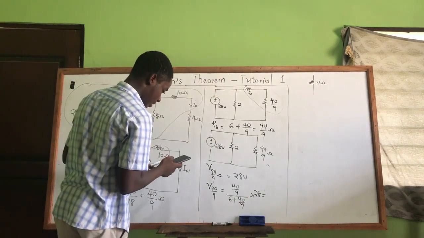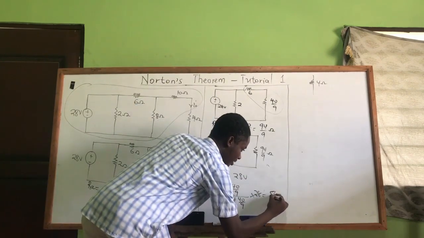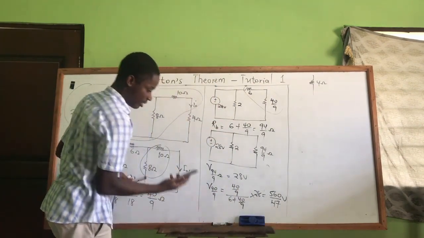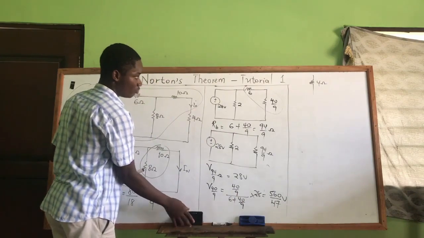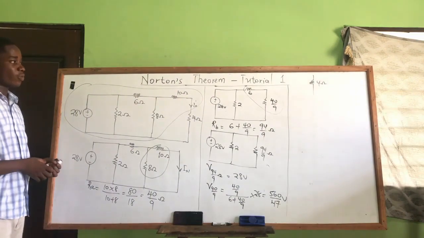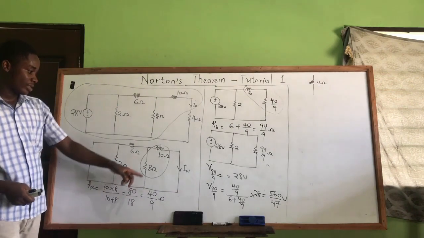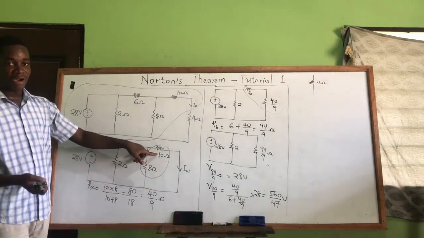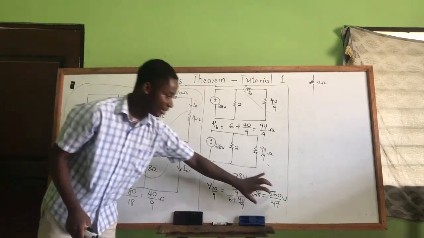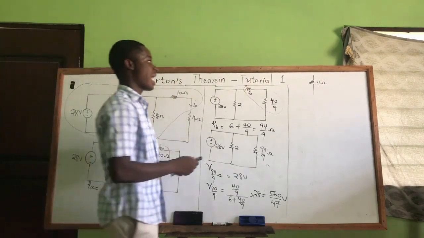And we are getting 560/47 volts. Let me check correctly. 560/47 volts to be the voltage across this 40/9. So last thing, which element did we combine to get this 40/9? We combine the 8 and 10 in parallel, meaning the voltage for the 8 is this, the voltage for the 10 is that, and I need what? The current for the 10, which is my IN.